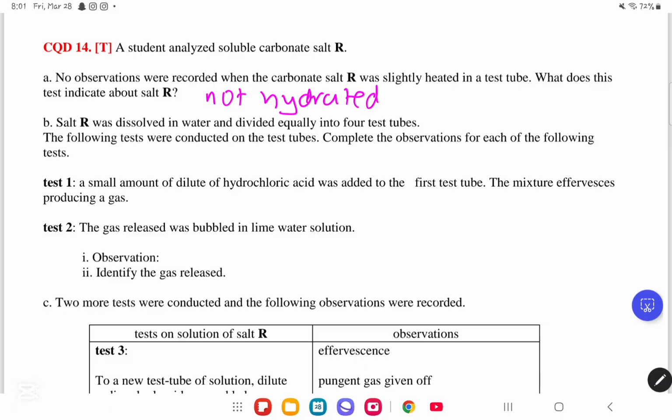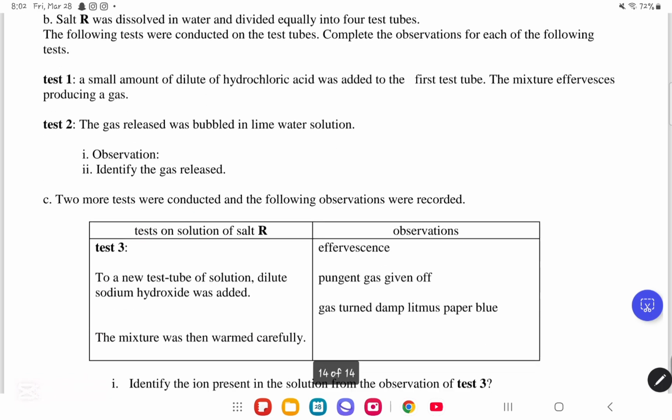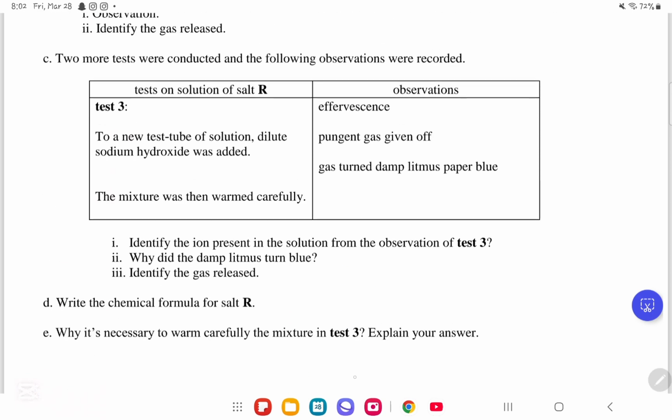The gas released was bubbled in lime water solution. So the observation is that lime water turned milky. The gas released is going to be carbon dioxide, because if lime water turns milky, then it is carbon dioxide. Now part C. So now we move on to part C. 2 more tests were conducted and the following observations were recorded.